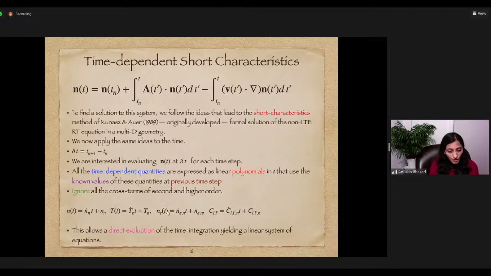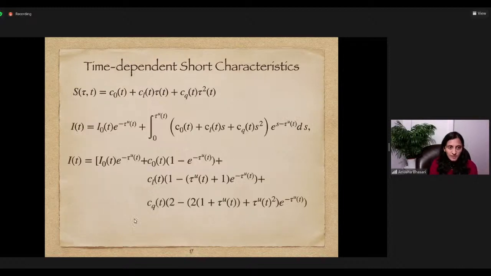By substituting all these, it allows a direct evaluation of the time integration of the rate system and evolution equation, and it yields a linear system of equations. This is the form of the source function now, which is similar to the short characteristic source function, but now it also depends on time. And this is the form of the intensity.